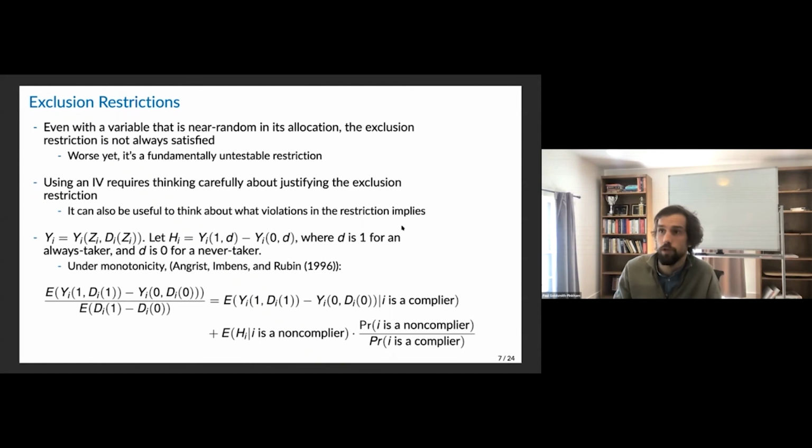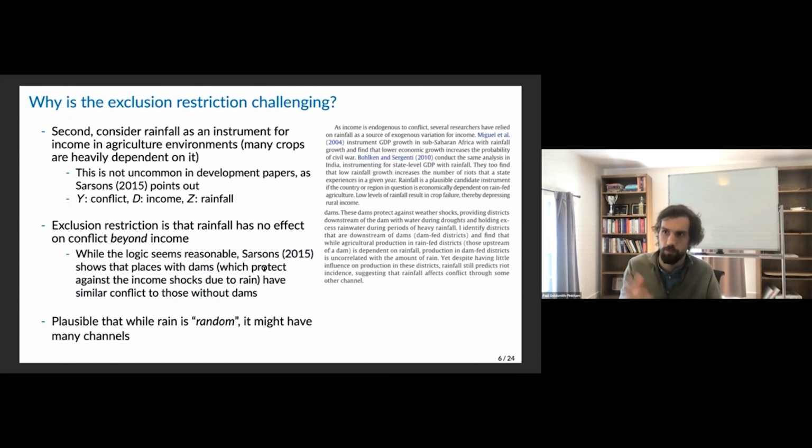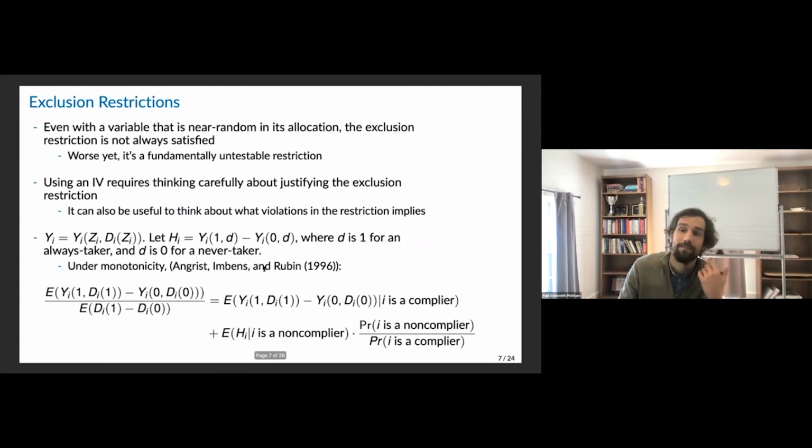If you have an economic motivation, you can do what Sarsons does, which is to say, look, we can test for something like a heterogeneity test that we think should be consistent with this channel that we have in mind. But if she had found the effect, it wouldn't have guaranteed that the exclusion restriction holds. The failure to reject it is just encouraging. It's support in its direction.